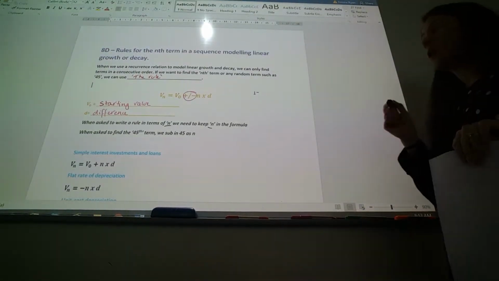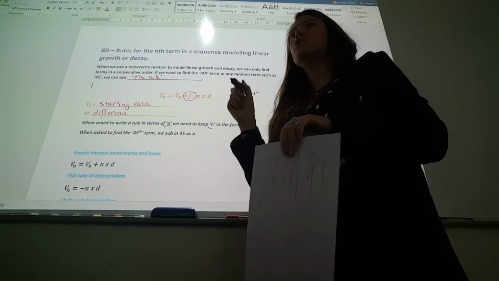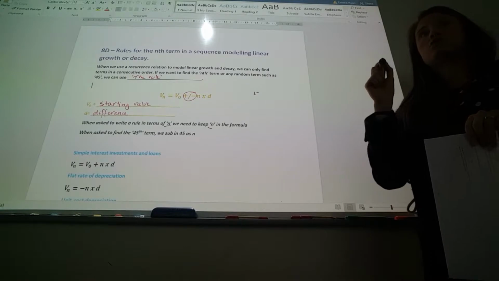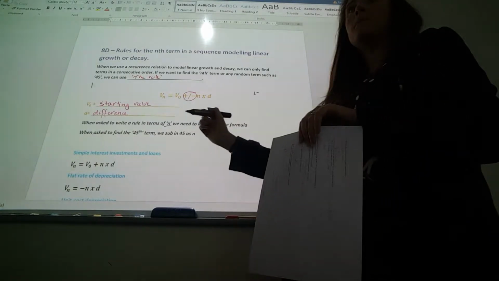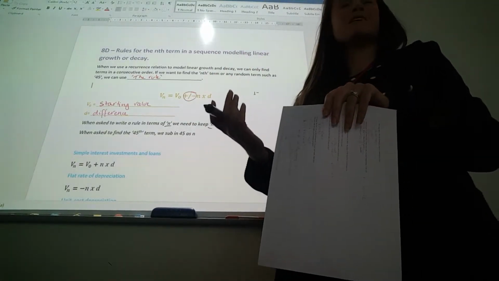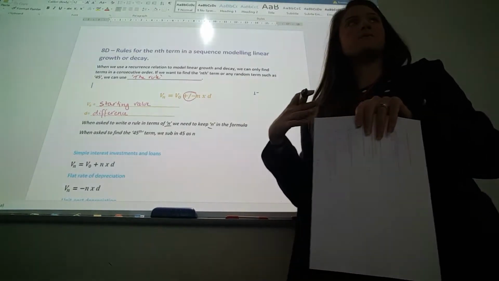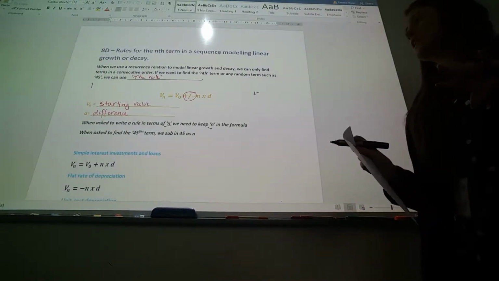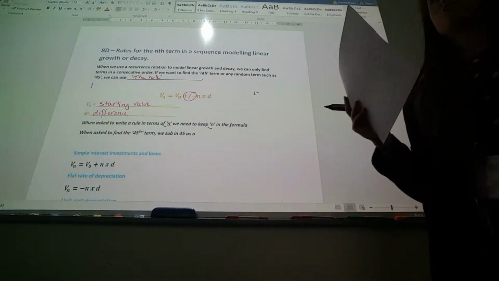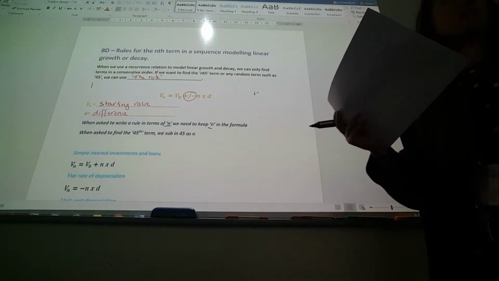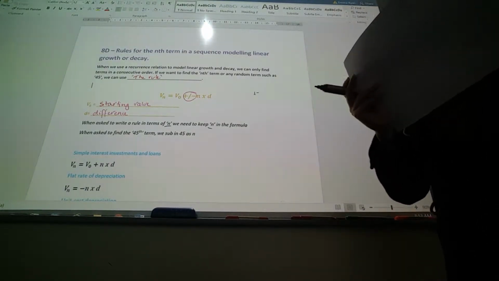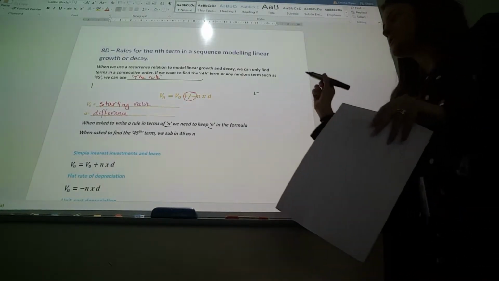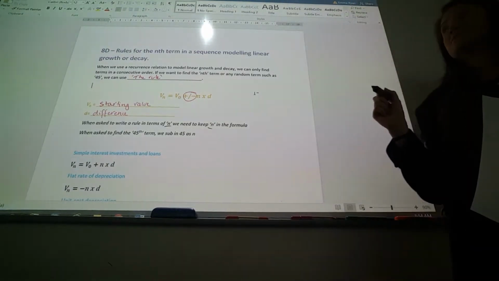So you will possibly get a question that will ask you to write a rule in terms of n. If it says in terms of n, you need to make sure you have n in your formula and you don't sub in the number before you've written the rule. Does that make sense? When we go through an example, hopefully it will make sense. Usually you get two questions in one, and it will say, find the 45th term, but first write the rule in terms of n. Once you've written the rule in terms of n, then you'll sub in the 45th term as n. So two different things. We'll go through some examples and that will make a bit more sense.